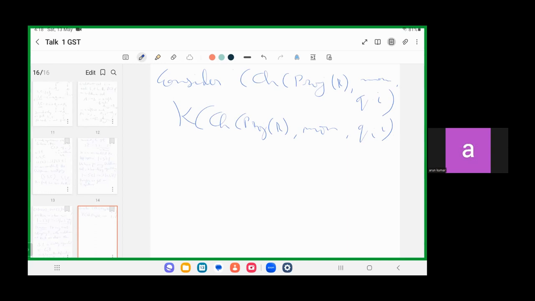And we can ask, what is the relationship between this and the K-theory of just taking projectives, right?